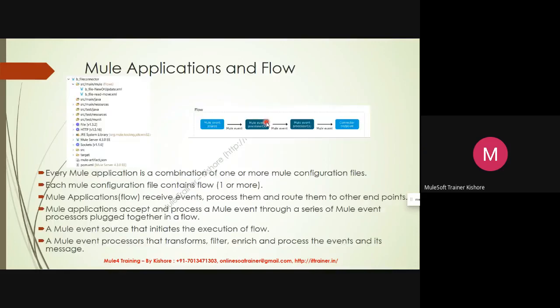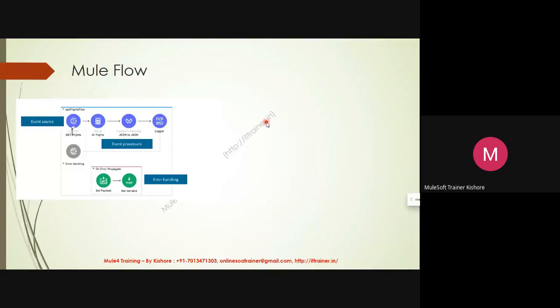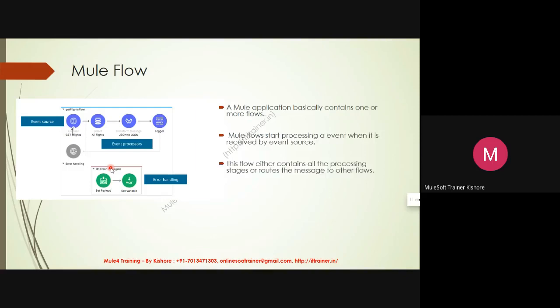This is about the basics of your Mule applications and flow. A Mule flow will have an event source, other event processors, and error handling. Remember, there is something we need to write for handling the errors. That's it for error handling as of now. So these are the few points related to that. If required, you can add one or more flows or subflows inside your code.